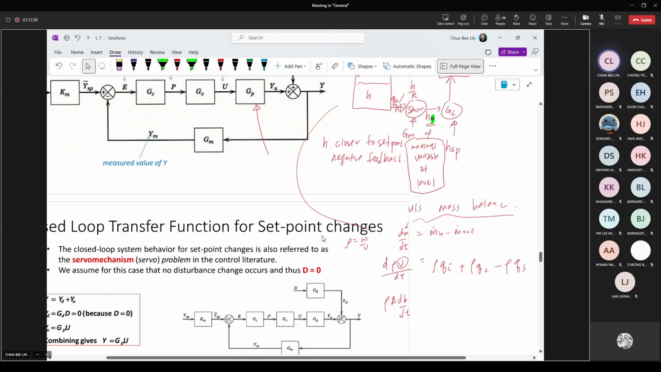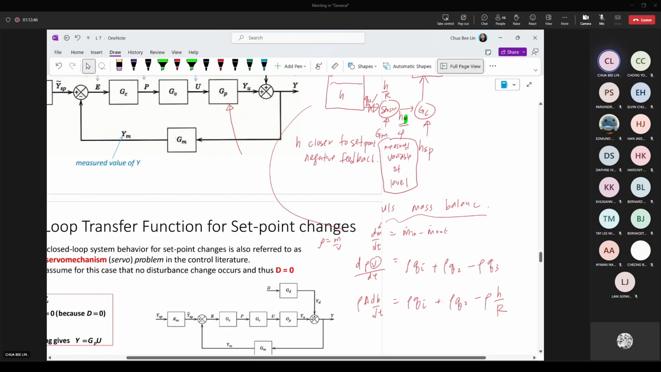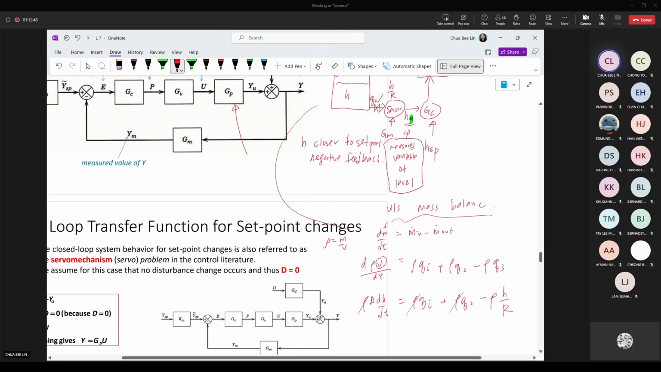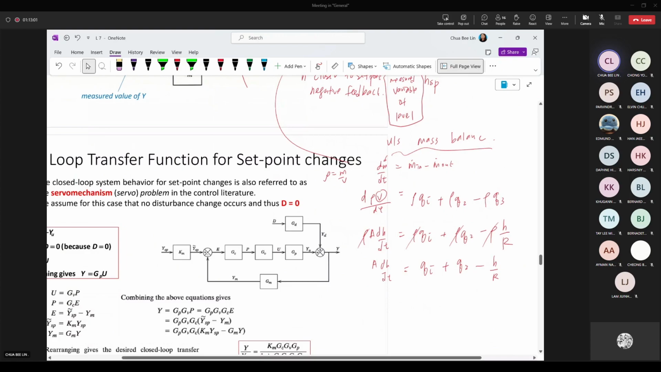We have derived this one many times already, so rho Qi plus rho Q2 minus rho H over the R. Use this simple example to relate what you have learned previously. So you cancel all the density, you'll be having A dH over dt equivalent to Qi plus Q2 minus H over the R. So what you need to do now is you'll be having equation 1 for your unsteady state.